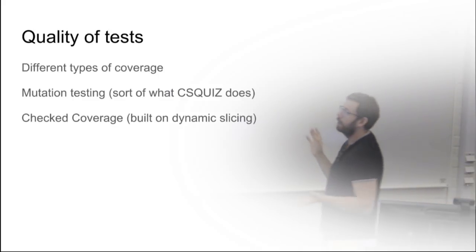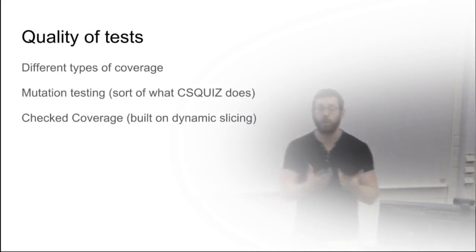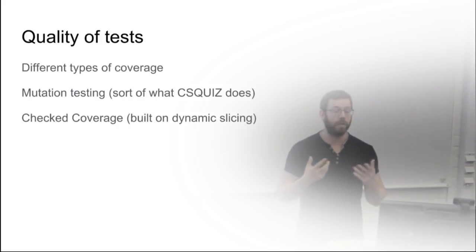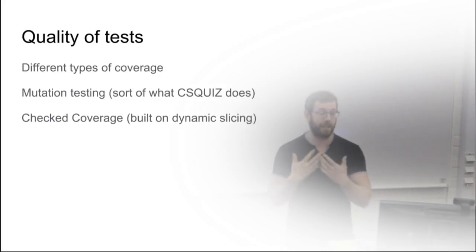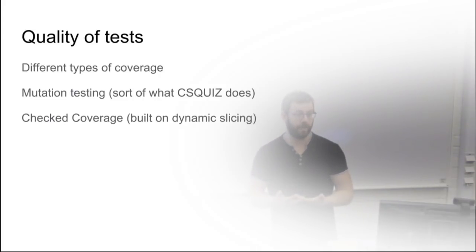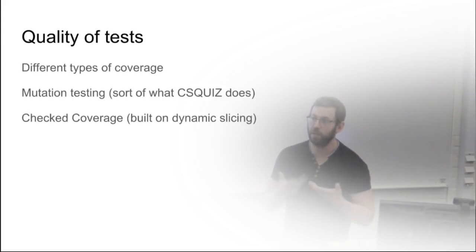Another way of seeing if we're doing okay is what I do in CS Quiz. What I do in CS Quiz is that the code that you write is not really that interesting. The tests that you write are interesting. So how do I assess the test suite that you wrote in CS Quiz in assignment 1, part 1?